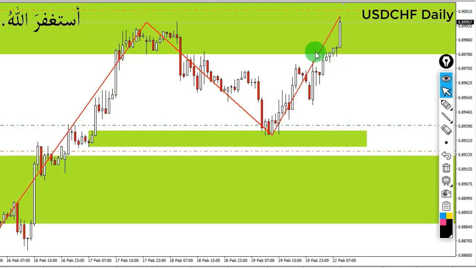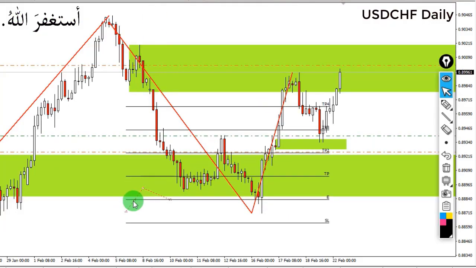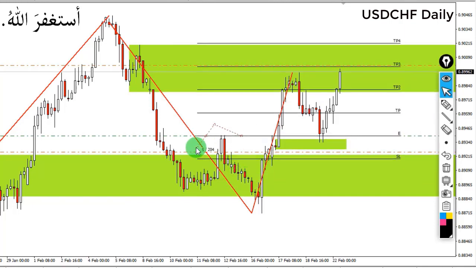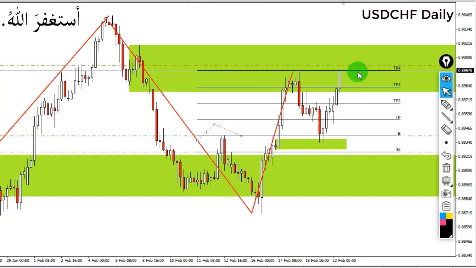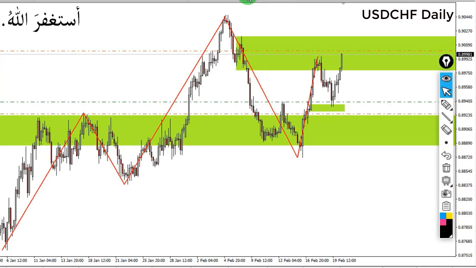Let me show you the risk to reward ratio of this trade. If I grab my Fibonacci expansion tool, here is my entry. We have almost more than a 4 to 1 risk to reward ratio. So that is a massive trade. This is how you can combine structured trading and supply and demand trading. This is all about practice.